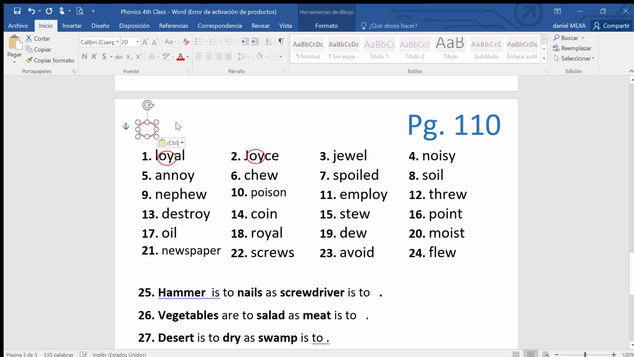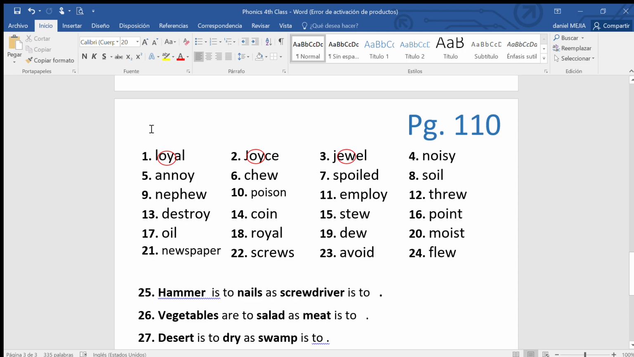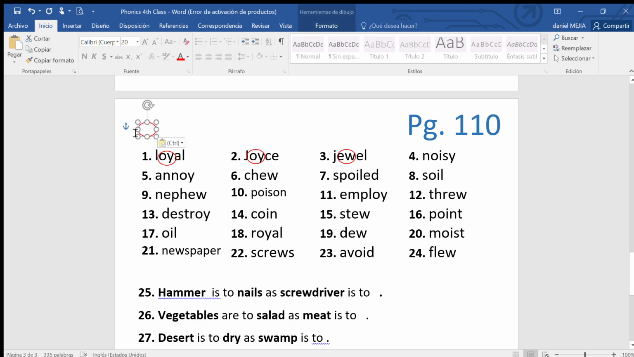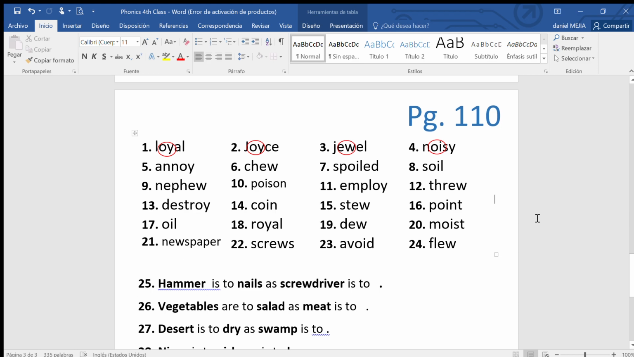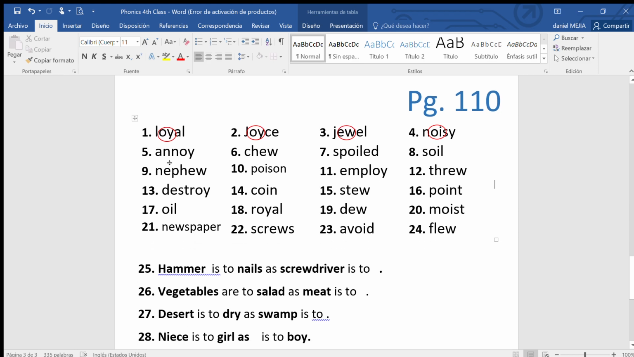Okay, so you circle it. Jewel, what diphthong do we have? E-W, good. Okay. Noisy, what diphthong? O-I, good. So you circle them, all of them, okay? You're going to do the rest of it alone. So you only have to circle just diphthongs, okay? But first, I'm going to explain to you the meanings of some words because you're going to need them for the next exercise.